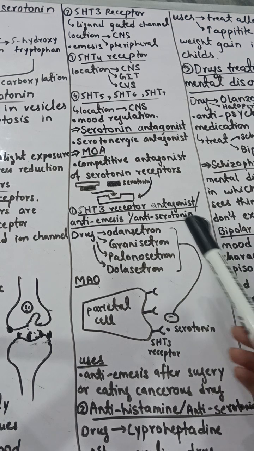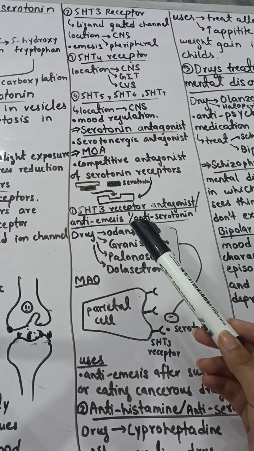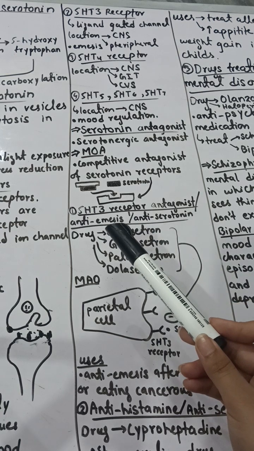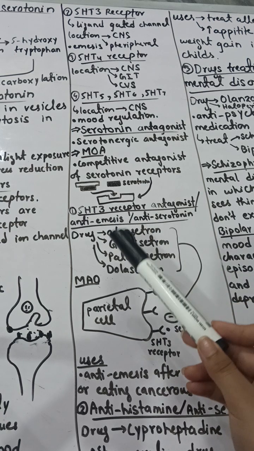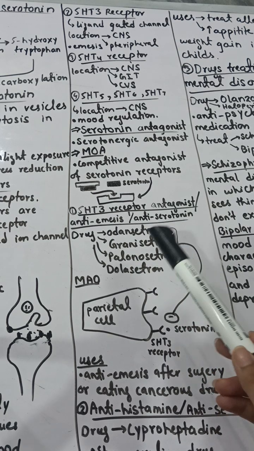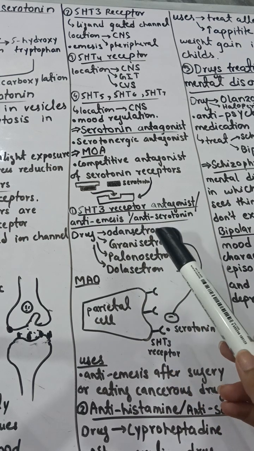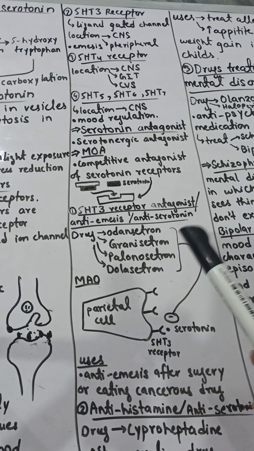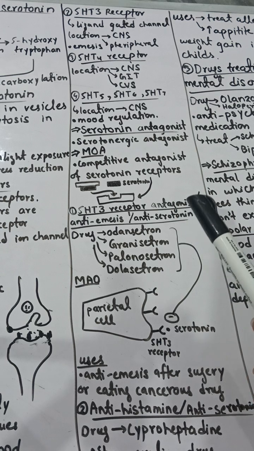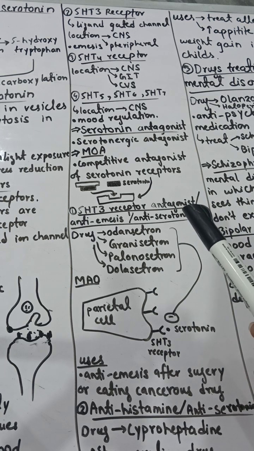So the first antagonist is the 5-HT3 receptor antagonist, which will be an antagonist of only this receptor, used to stop the emesis, also called anti-serotonin. Which are the drugs used? These are the drugs we have discussed earlier, in the chapter on drugs acting on GIT, where the first topic is anti-emesis. So we have discussed these drugs at that point.